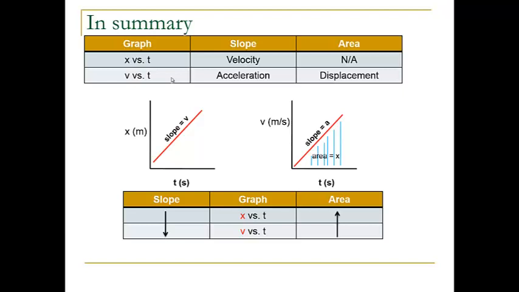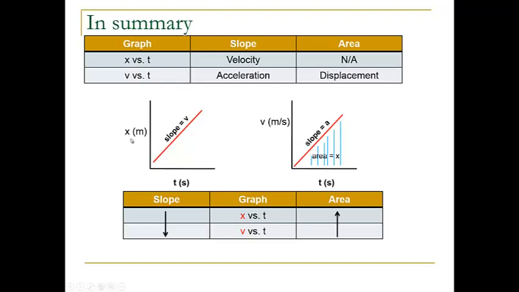Okay, that would be your slope. If you find your area, then it would be velocity times time, which would give you meters, so that's going to tell you your displacement. So if you have a velocity versus time graph, you can find your acceleration or your displacement.